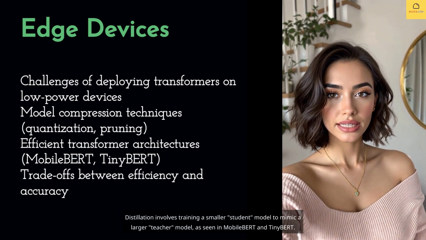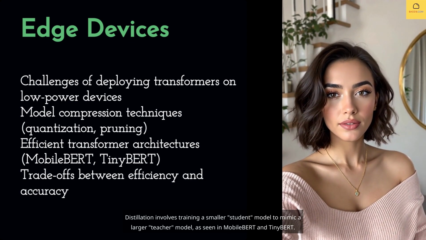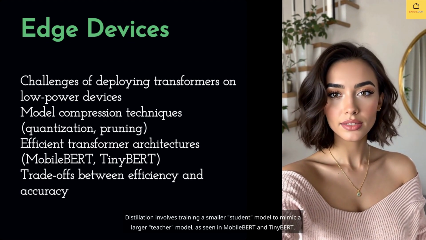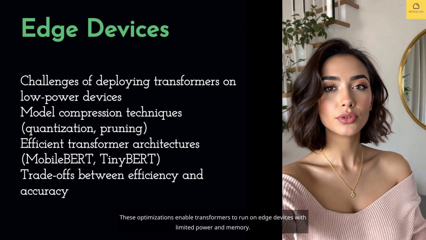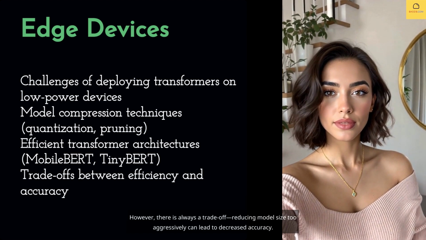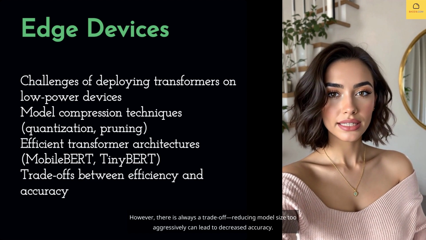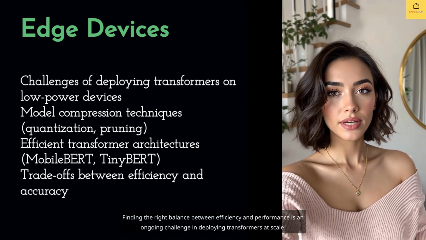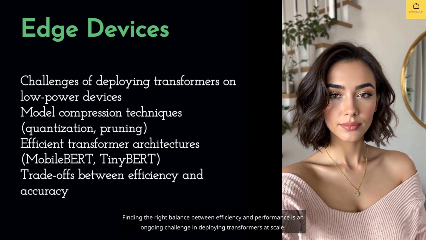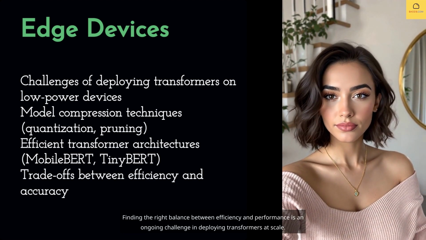Distillation involves training a smaller, student, model to mimic a larger, teacher, model, as seen in MobileBERT and TinyBERT. These optimizations enable transformers to run on edge devices with limited power and memory. However, there is always a trade-off. Reducing model size too aggressively can lead to decreased accuracy. Finding the right balance between efficiency and performance is an ongoing challenge in deploying transformers at scale.